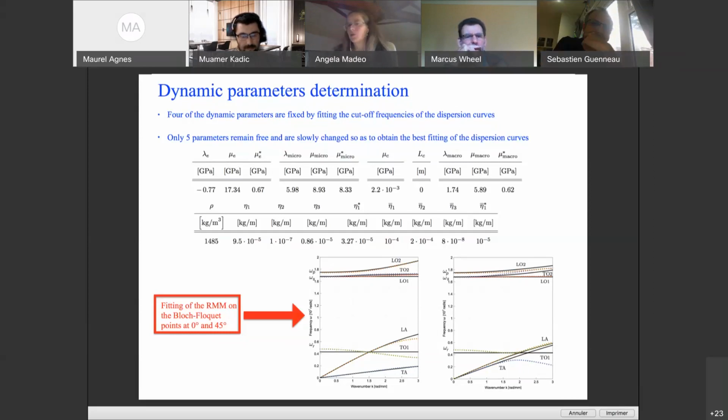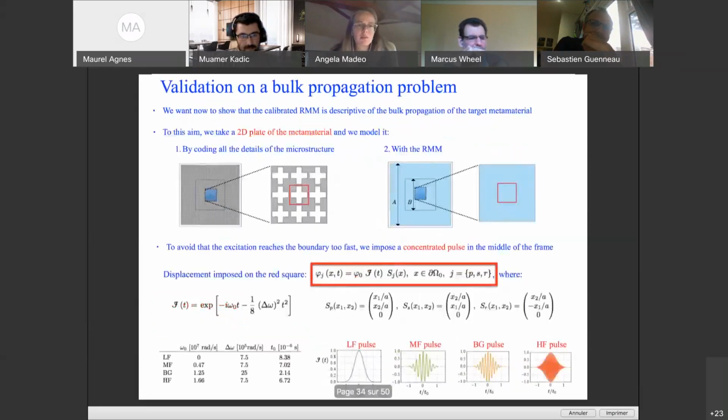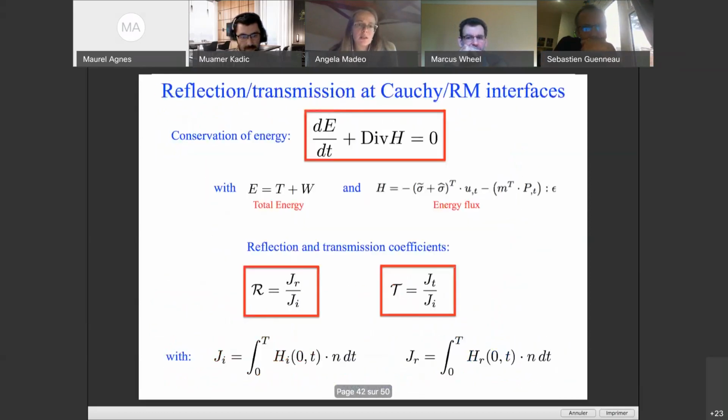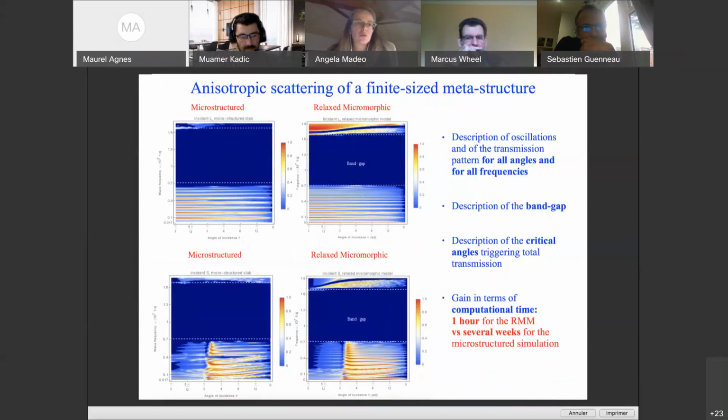Yeah, we have the correct answer with the micromorphic model, and maybe it was a little bit too quick, but I tried to show it here, because in this picture the y-axis is frequency, and the angle of incidence is on the x-axis. And then you see for any angle, we have a good agreement with the full simulation. So π/4 is here, is where we did the fitting, and 0 is here.